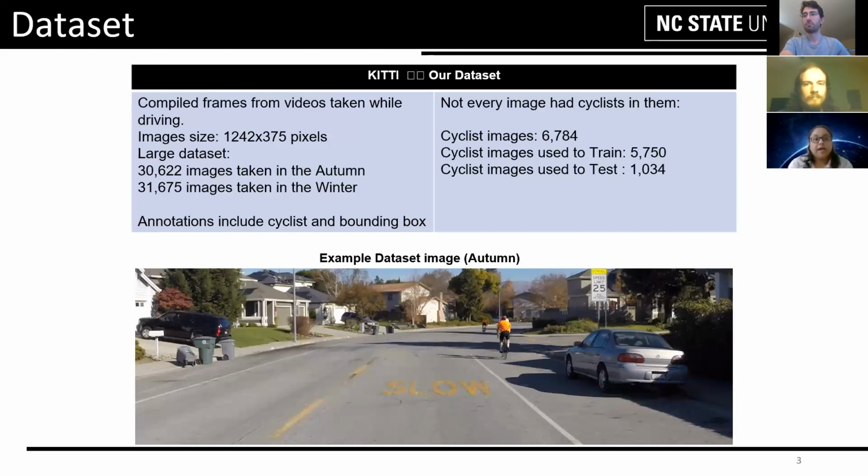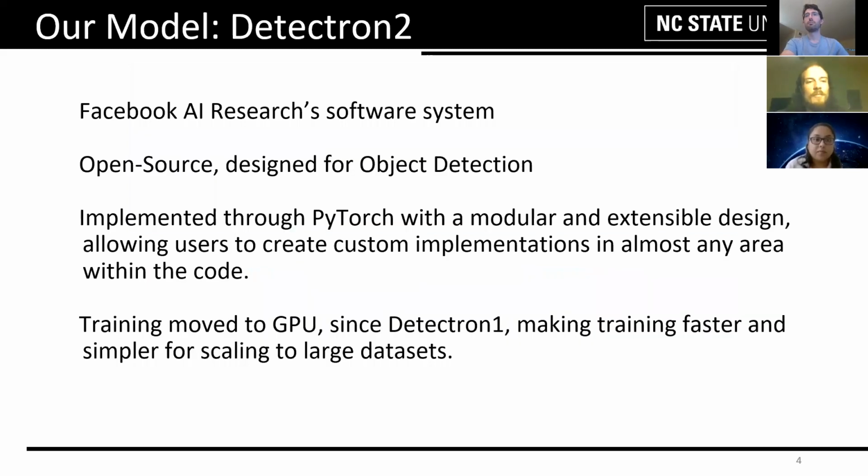Let us now go through the architecture of the Detectron2 model. The Detectron2 model itself is created by Facebook AI Research's software team, and it consists of an open source system designed for object detection. This is implemented through PyTorch with a modular design, allowing users to create custom implementations, and is trained on GPU to make the training faster and simpler for scaling large models such as our own. In the following slide, the architecture is shown. So we'll go ahead and move to the next slide.